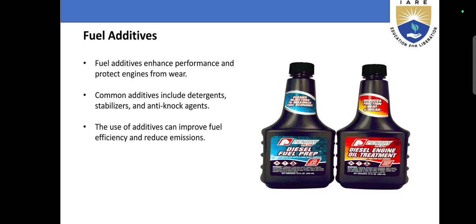Fuel additives. Fuel additives enhance performance and protect the engine from wear. Common additives include detergents, stabilizers, and anti-knock agents. The use of additives can improve fuel efficiency and reduce emissions, and they protect the engine from wear.